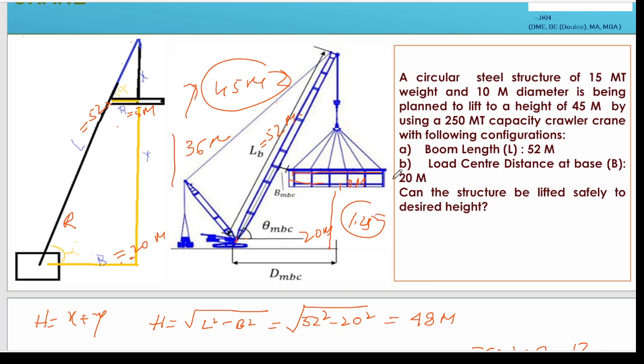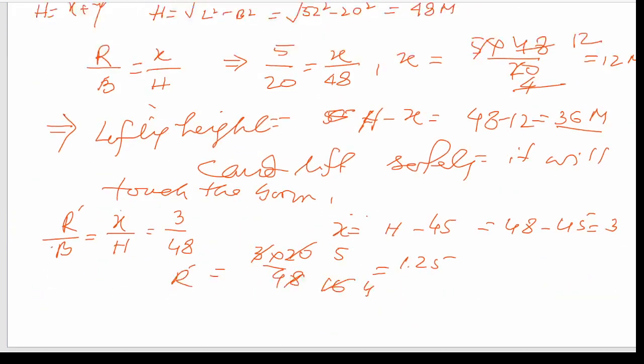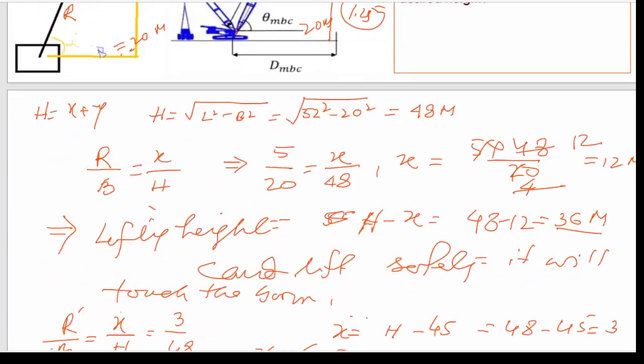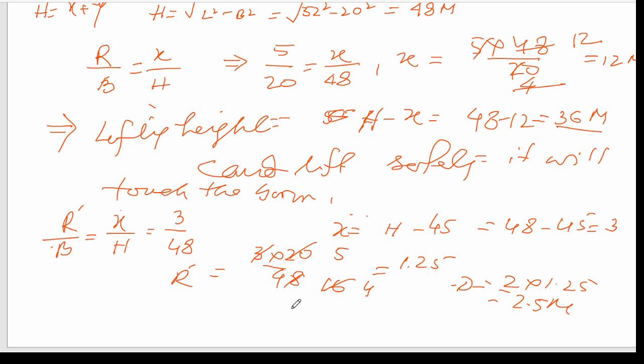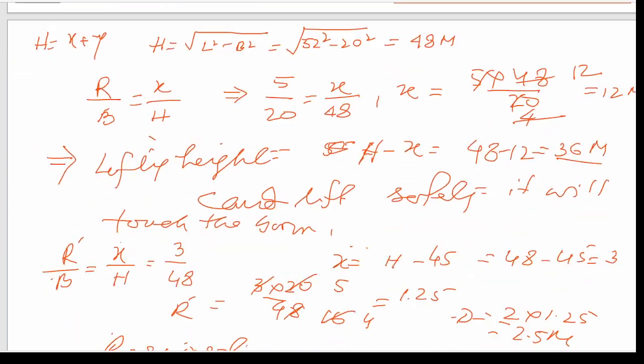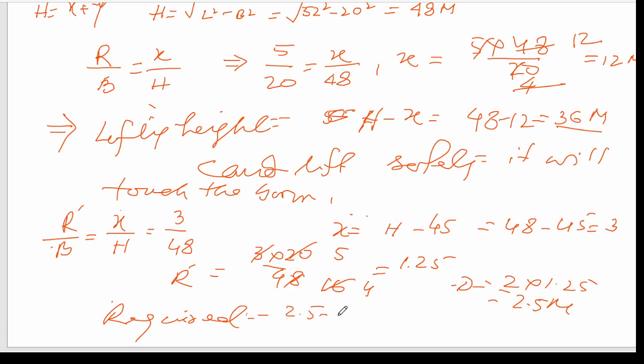But 1.25 meter is the radius, so the diameter will be double of that. 2 into 1.25 means 2.5 meter. Sometimes we need to keep some clearance also. You need to keep some clearance between this load and the boom throughout the segment. Suppose you need to keep 0.5 meter as clearance. So subtract this, 2.5 minus 0.5 equals 2 meter. So this will be the ideal diameter for safely lifting the load to 45 meter.